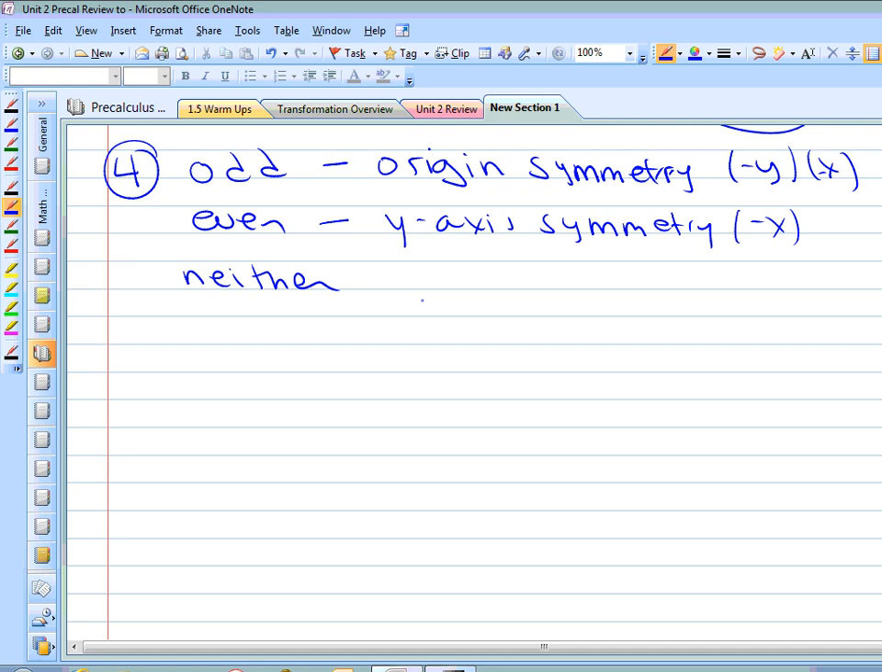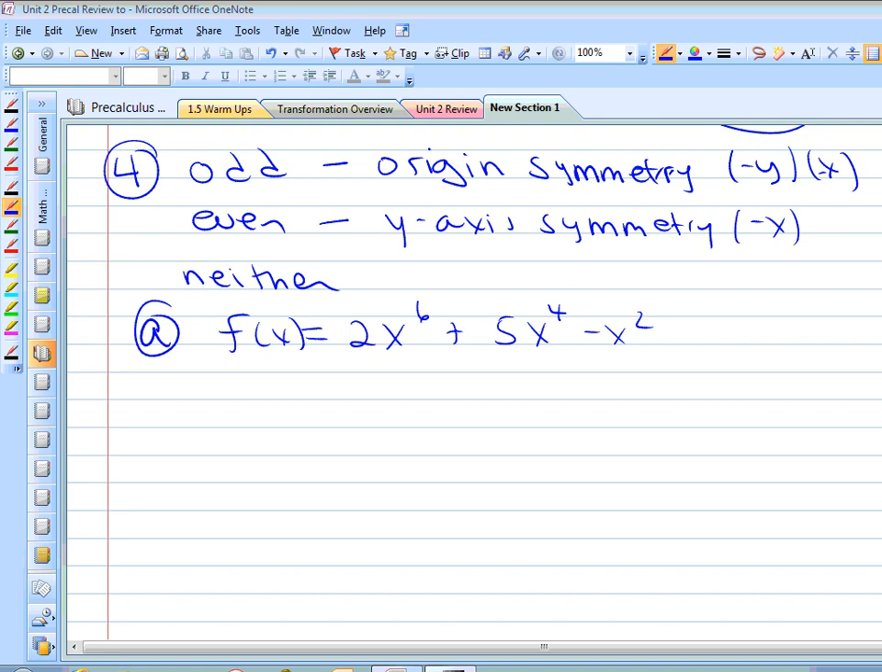All right, so for our first example, A, notice all the exponents are even and there's no constant. So a 6, 4, 2. So that is going to be an even function.